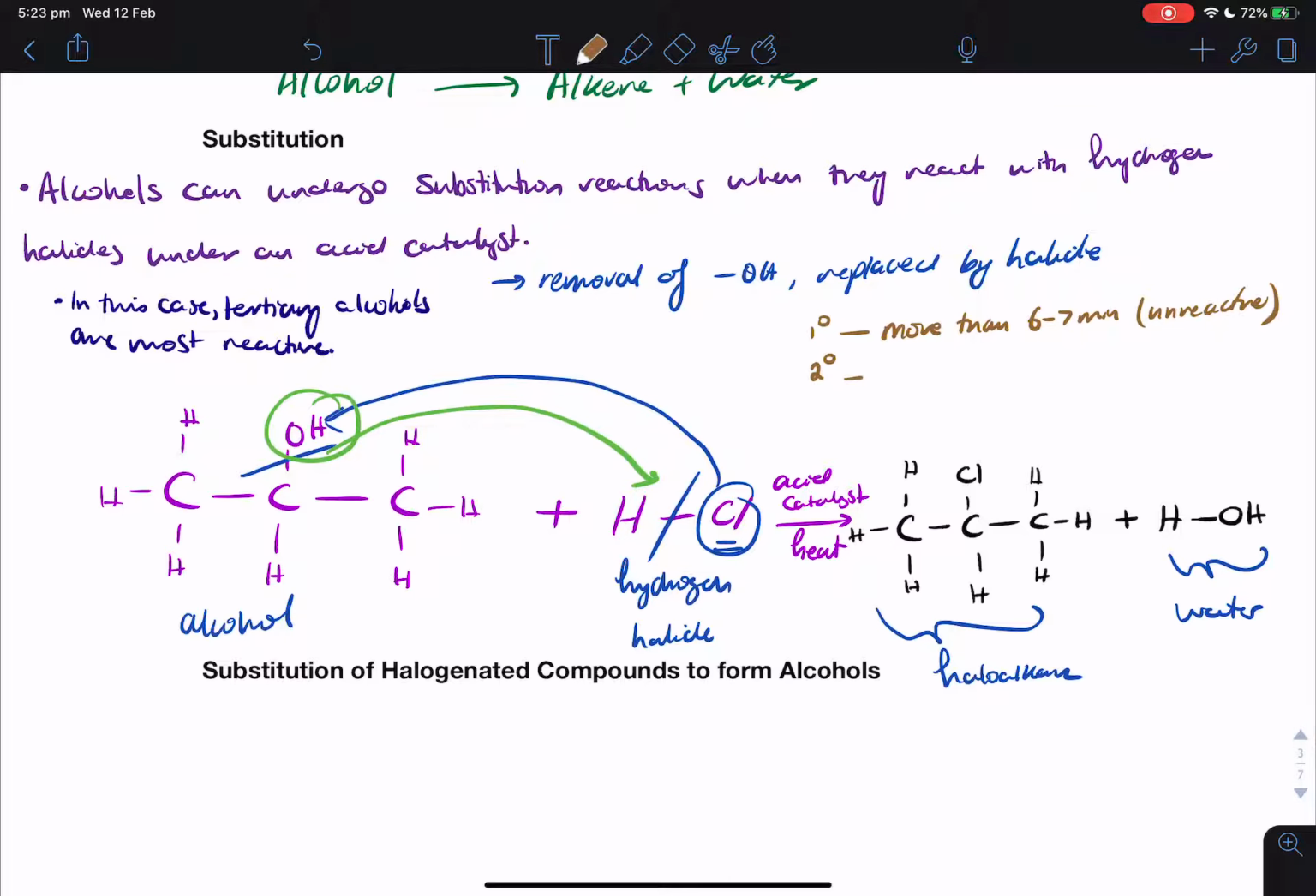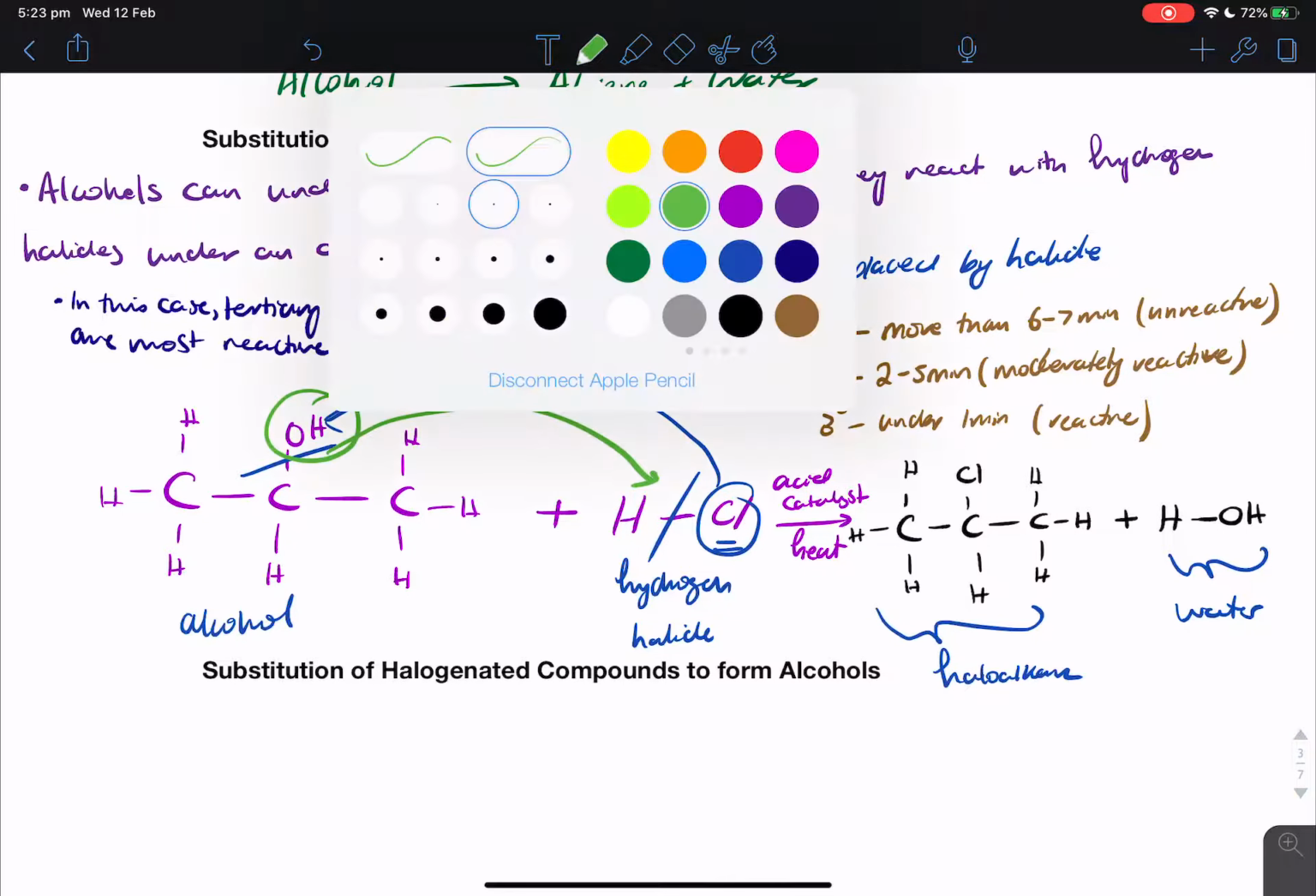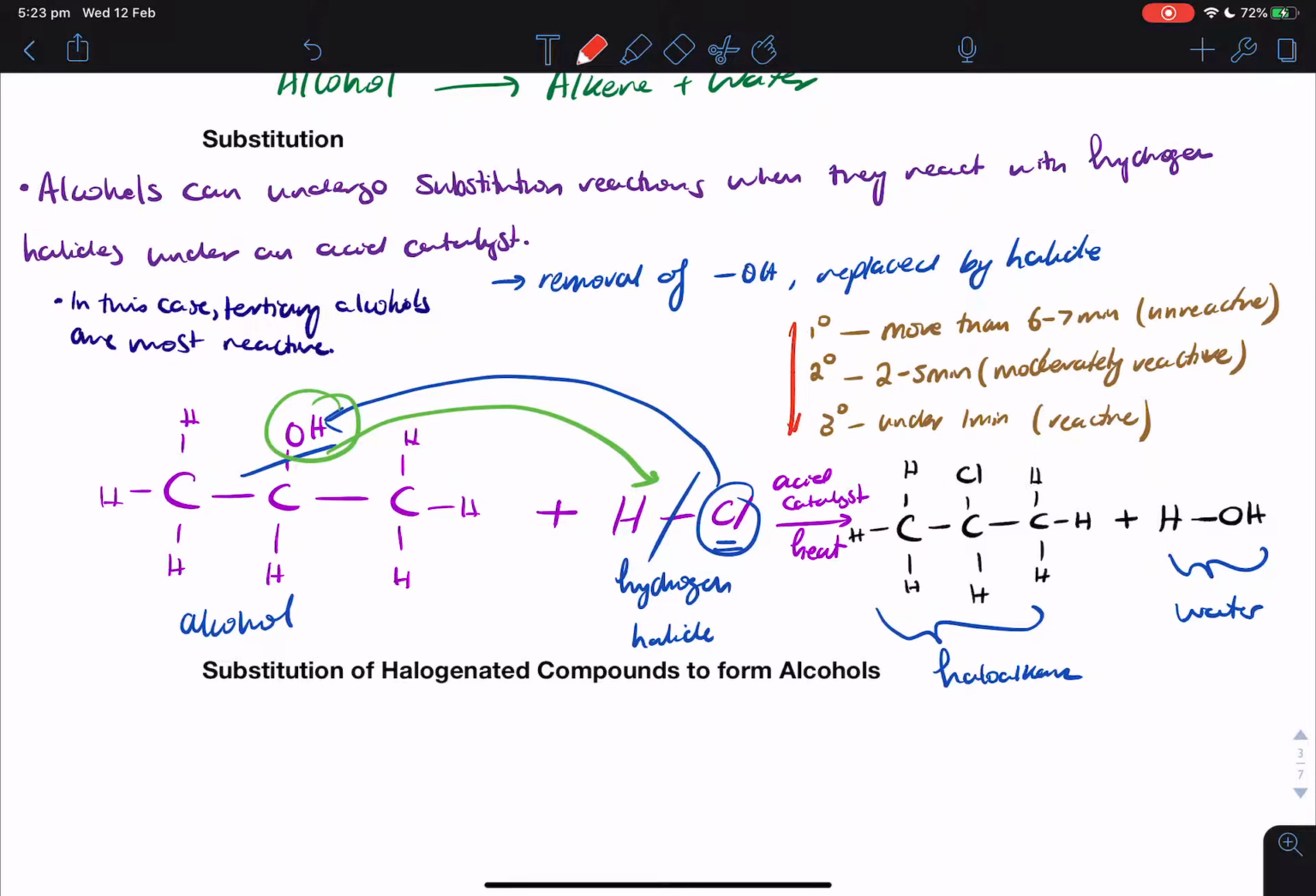Secondary will actually take about 2 to 5 minutes. Moderate reactivity. Moderately reactive. And the most reactive is obviously under 1 minute. Very reactive. So as we can see here, tertiary alcohols are definitely the most reactive. And if we put an arrow there, let's use a deeper color. Let's go down, more reactive.